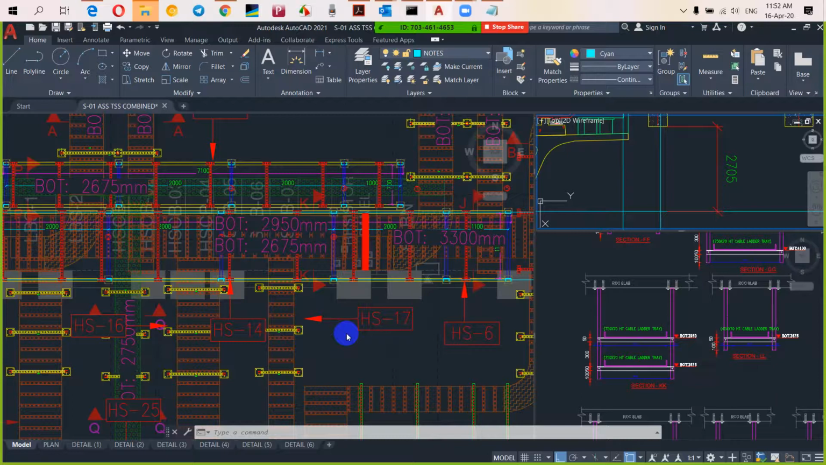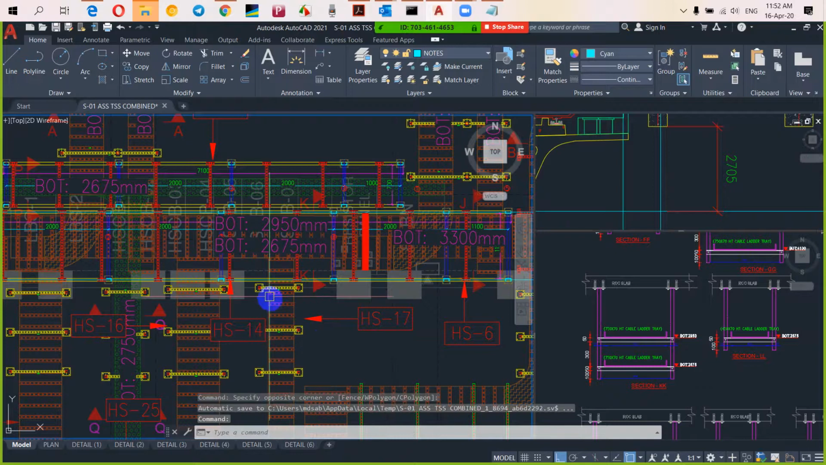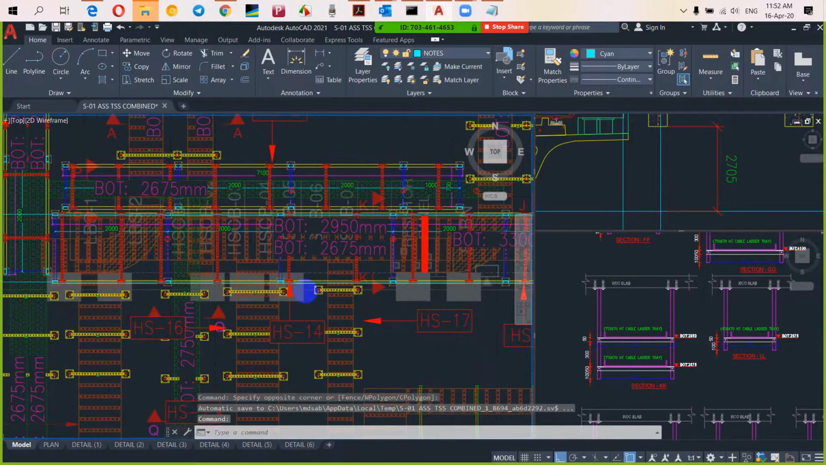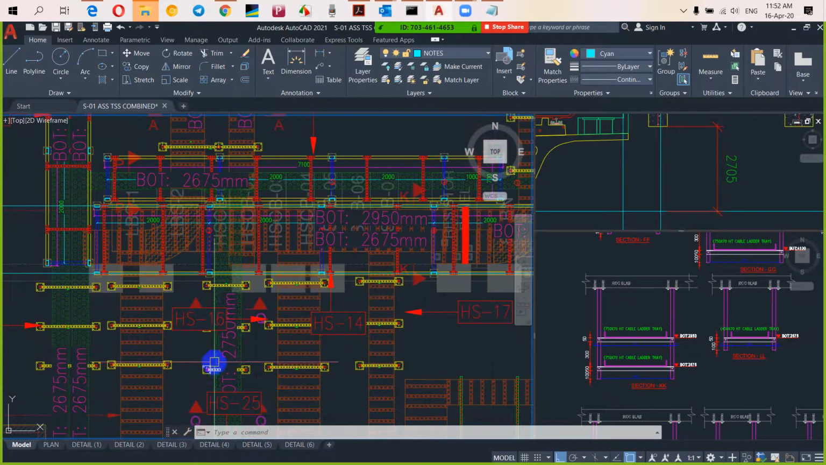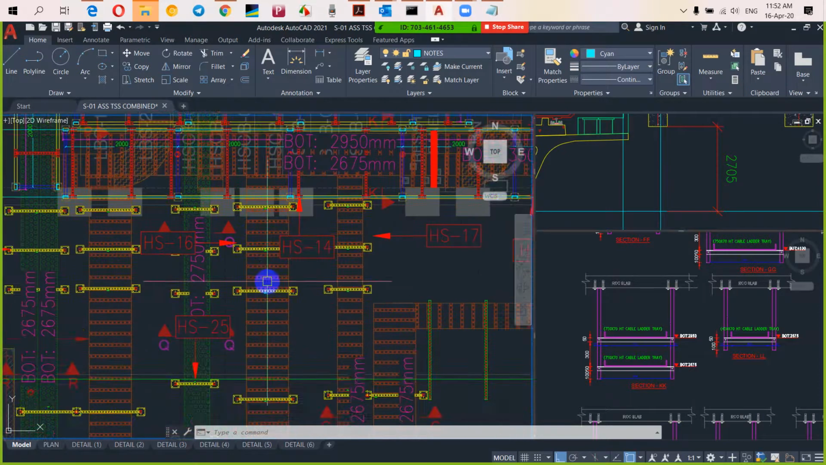If you raise those two trays, then how will you connect all the other branching trays? You will drop them, right? Like HS17, HS16, HS14. I mean HS17 and 16, and HS 16, 15. Then we have to drop.